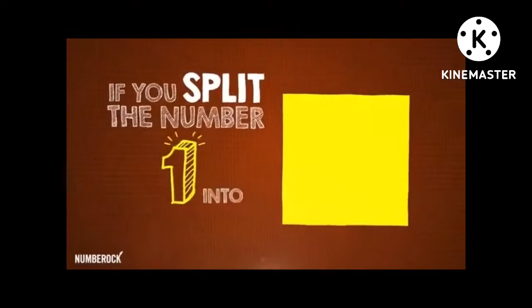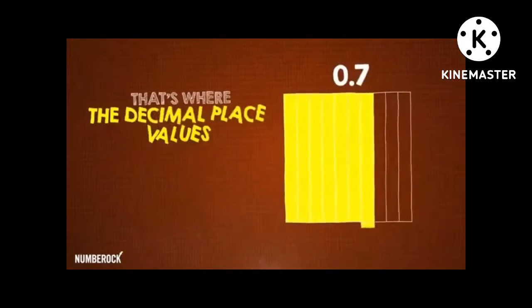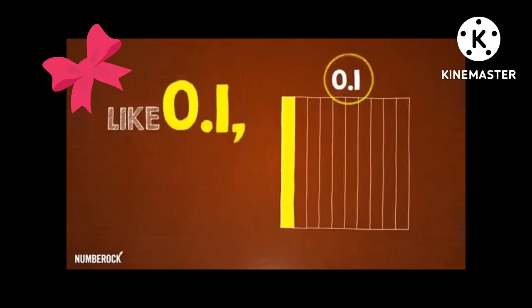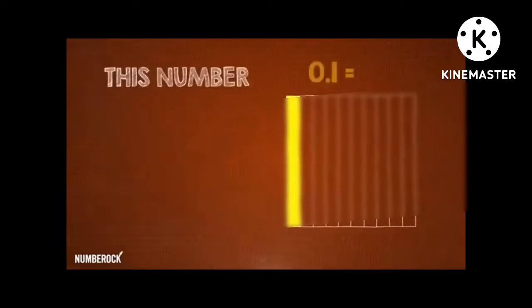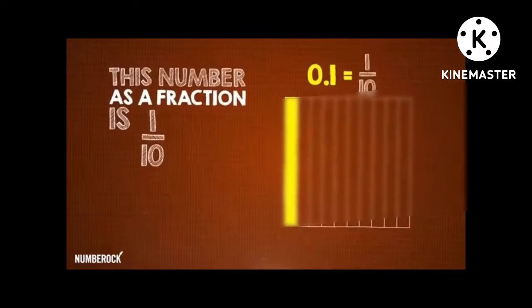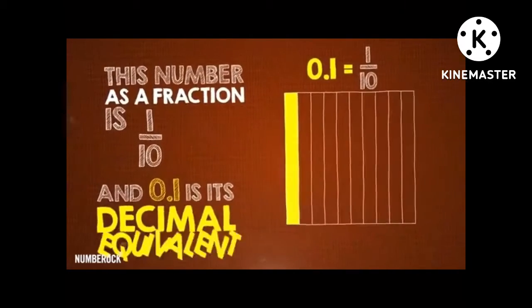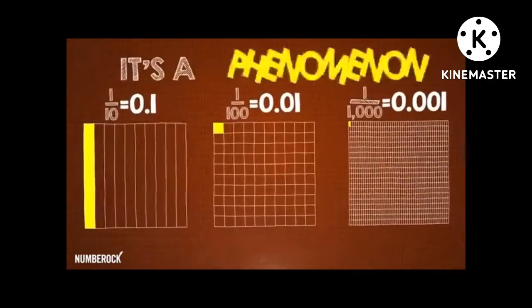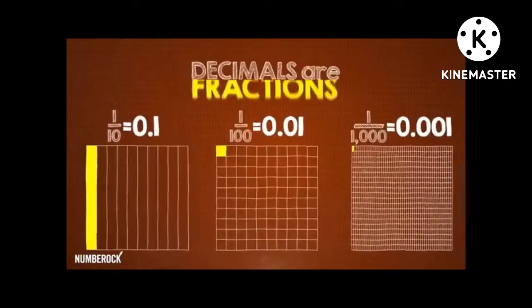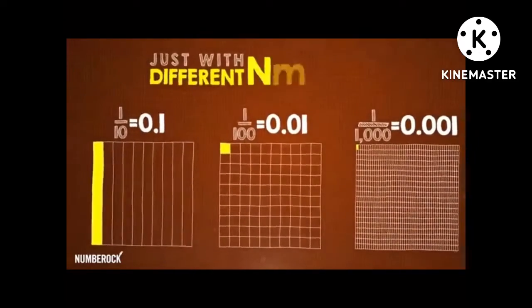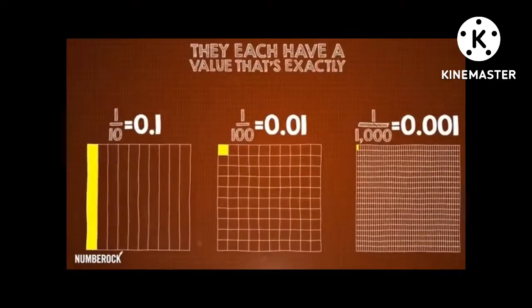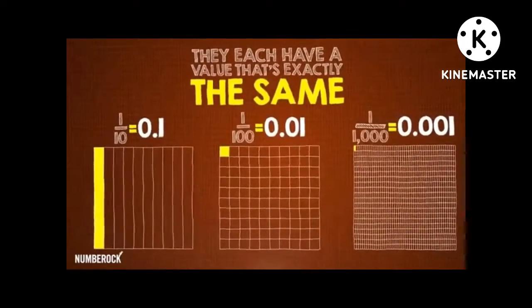If you split the number 1 into 10 parts, that's where the decimal place values start. The values less than 1 are quite small, like 0.1, which is a decimal. This number as a fraction is 1 over 10, and 0.1 is its decimal equivalent. Fractions over 10, 100, 1000, and on are all decimal numbers. Decimals are fractions, just with different names. They each have a value that's exactly the same.